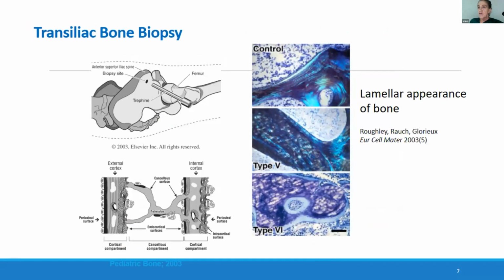And if you're lucky, you may be able to do a transiliac bone biopsy, which will tell you the difference between normal lamellar appearance of bone at the top and something very different like type 6 OI at the bottom.